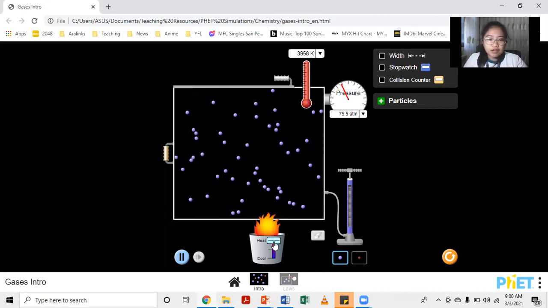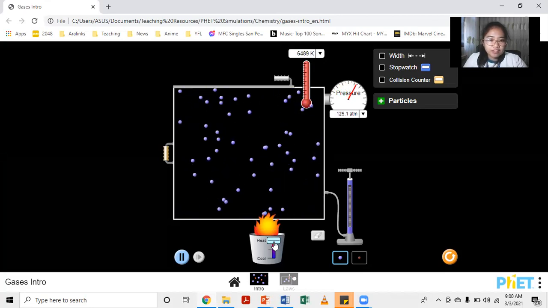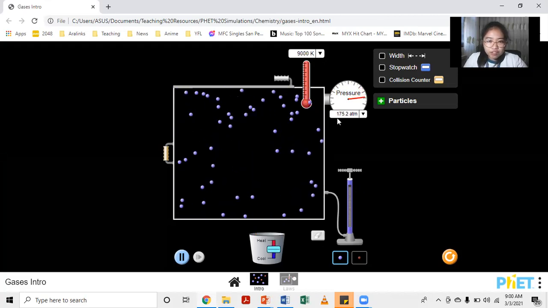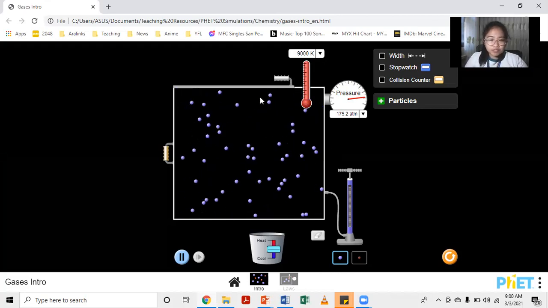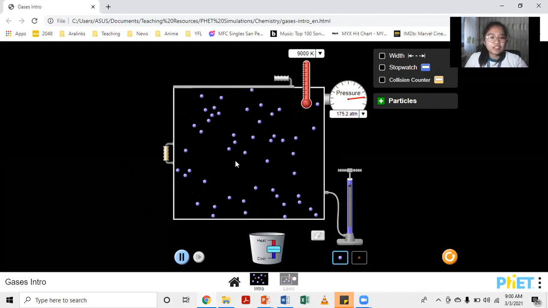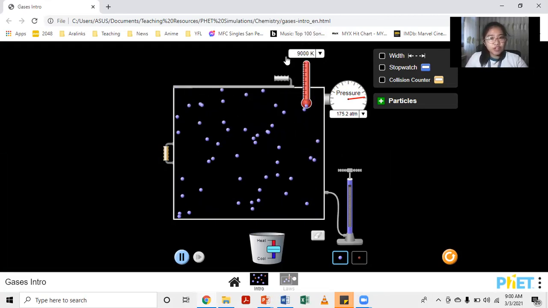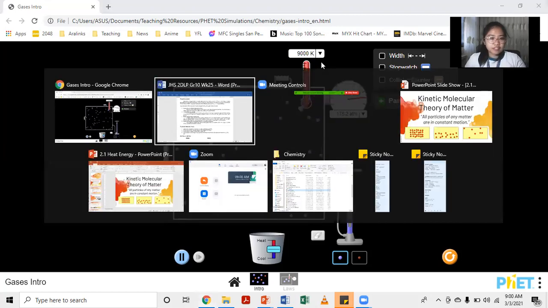Ano nangyayari sa particles natin? Bumibilis o bumabagal? Di ba? Bumibilis sila. So, wait lang. Baka sumobra na yung pressure. Ayan, bumibilis sila ng bumibilis. Kaya, ibig sabihin nito, mataas ang average kinetic energy ng mga particles na to. And at the same time, mataas din yung ating temperature, absolute temperature ng gases natin.